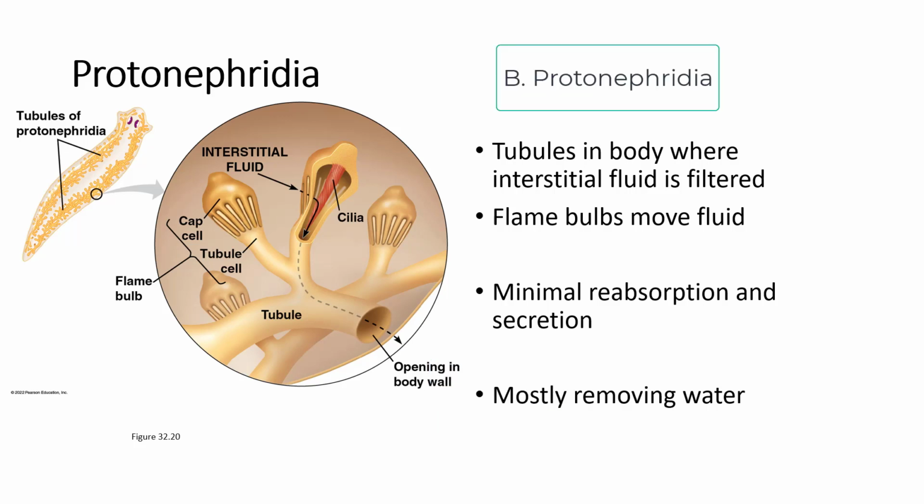So let's look at different systems for this. In your basic planaria worm, you have what are called protonephridia. And these are tubules in the body where interstitial fluid, which is not blood, but just the fluid in the body, is filtered. Flame bulbs will move the fluid. There's a minimal amount of reabsorption and secretion into the tubules, and then the water will be excreted from the body. It's mostly water. There's not a lot of solutes that are going to be lost through this.